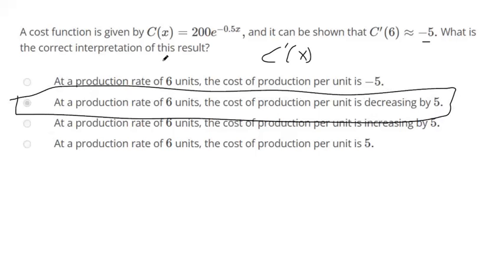So the derivative of the cost. Remember, derivative is telling you how fast something is changing. So a derivative of cost is telling you how fast your cost is changing. And since it turned out to be a negative 5 for this particular value, that means your cost is changing at a rate of negative 5 per unit.